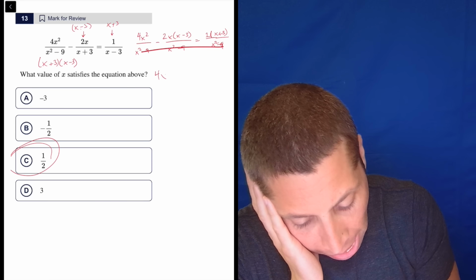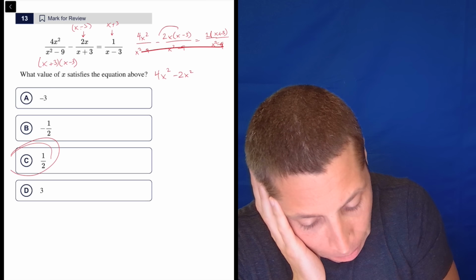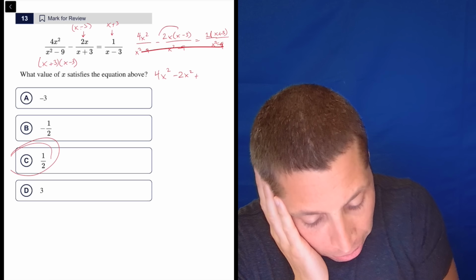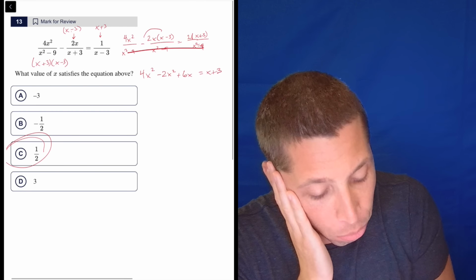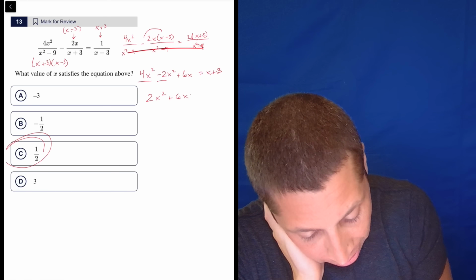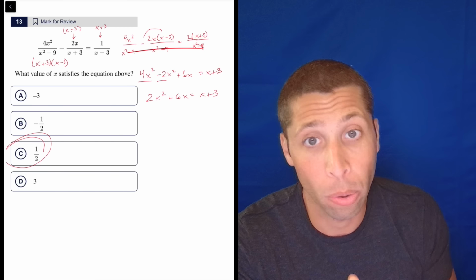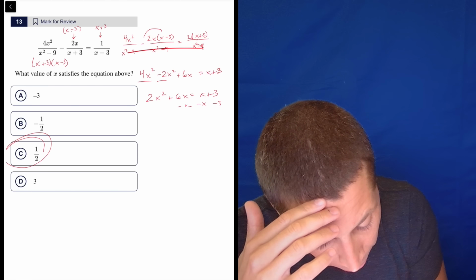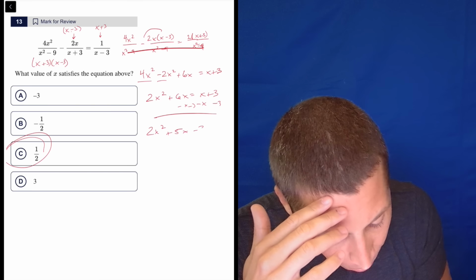So we end up with 4x squared minus 2x squared. I'm now distributing, but I got to remember that minus sign is part of the distribution. So that becomes negative 2x times negative 3 is plus 6x. That's where most people are going to mess up if they do the algebra. That's equal to x plus 3. Now start combining like terms. So 2x squared plus 6x equals x plus 3. Then we got to move everything together, right? This is a squared, so a quadratic. In order to solve them, you need to get everything equal to 0. So we're going to minus x minus 3 minus 3. 2x squared plus 5x minus 3 is 0.